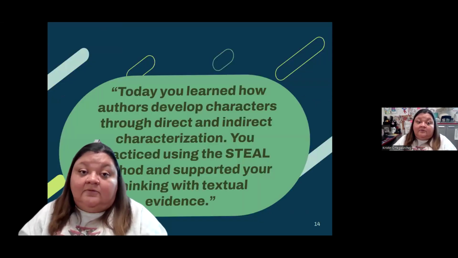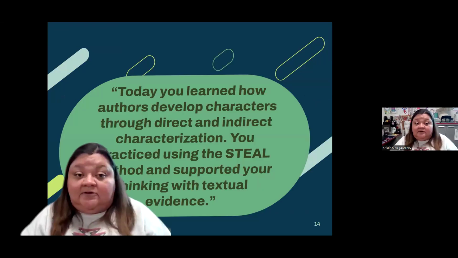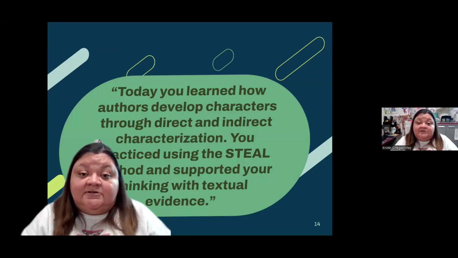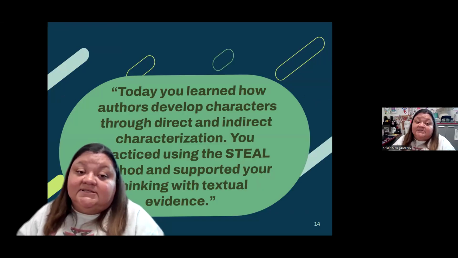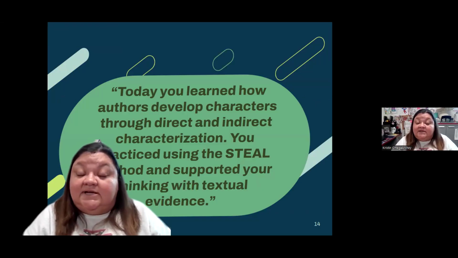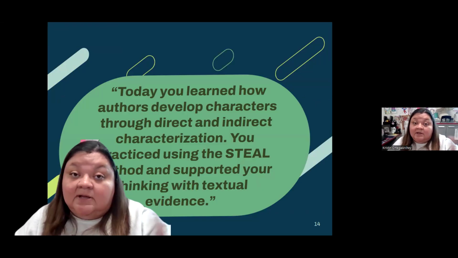Before we go, today you learned how authors develop characters through direct and indirect characterization. You practiced using the STEAL method and supported your thinking with textual evidence. Nice job.